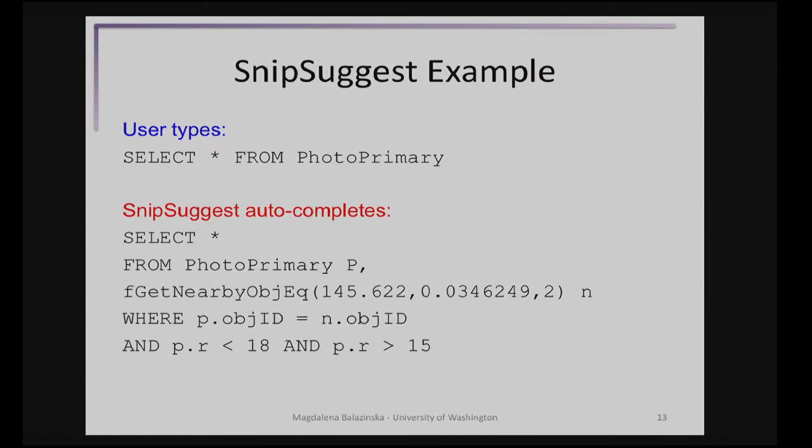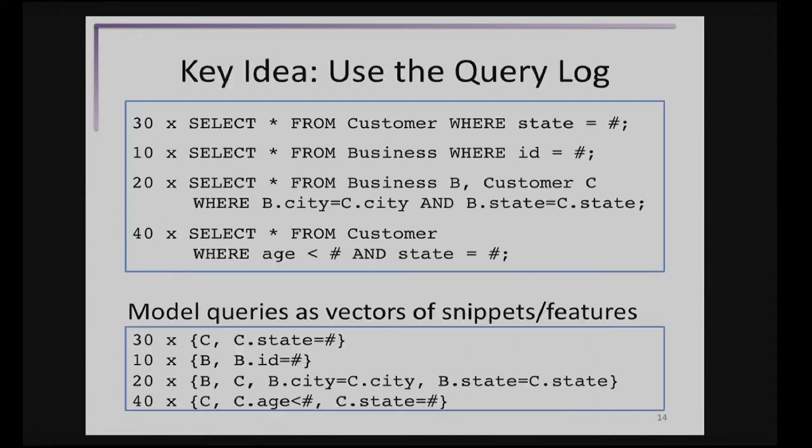So now the interesting question is, how do we make this magic happen? So the idea is we're going to look at, like I said, the expertise that accumulates over time. So we are going to look at this log of all the queries that people have written over a database. Here's a toy example with just customers and businesses. Imagine that we have a log with 30 times a query of the form, select everything from customers that actually happen to live in a certain state, and so on.